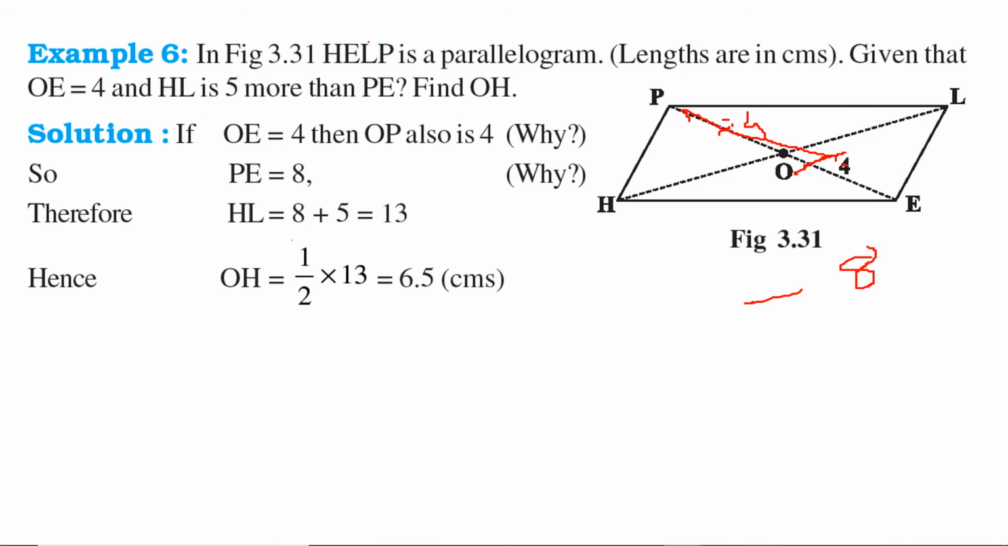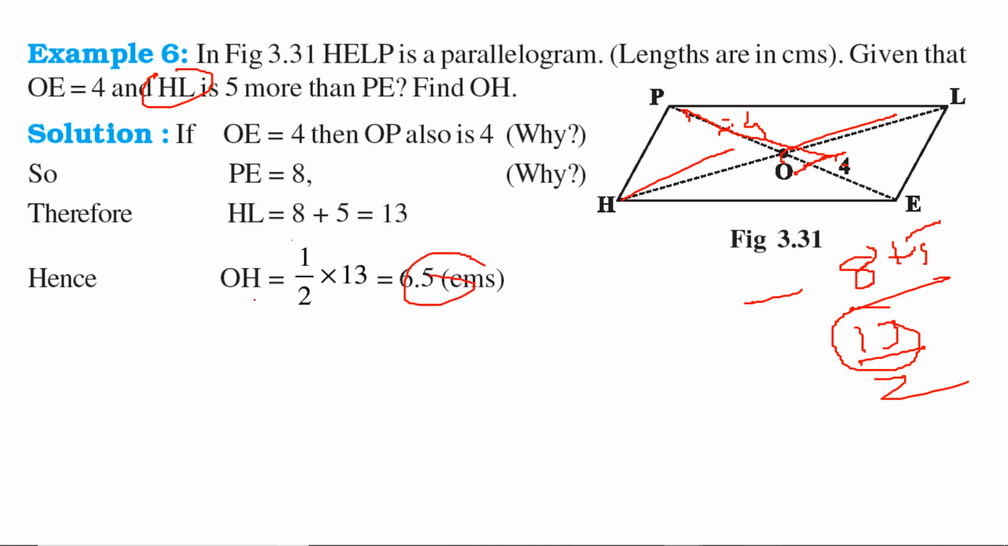Now what is being given? That HL is 5 more than PE. So just add 5 more. You get 13. So now we got HL. Now let us divide it by 2. This HO and OL will be equal to 13 by 2, that is 6.5. This is what OH is.